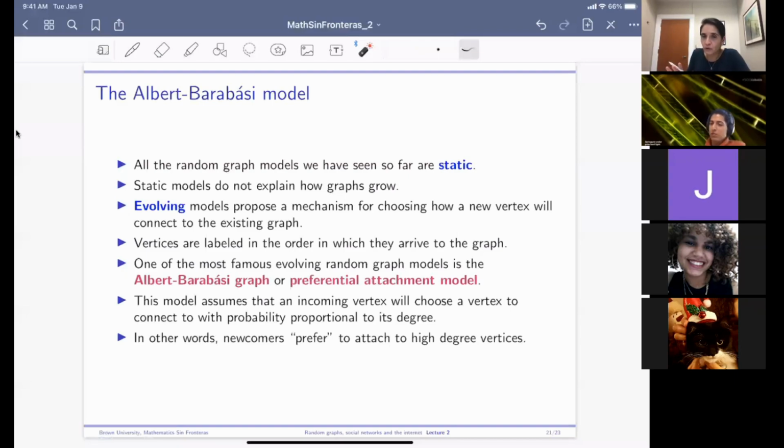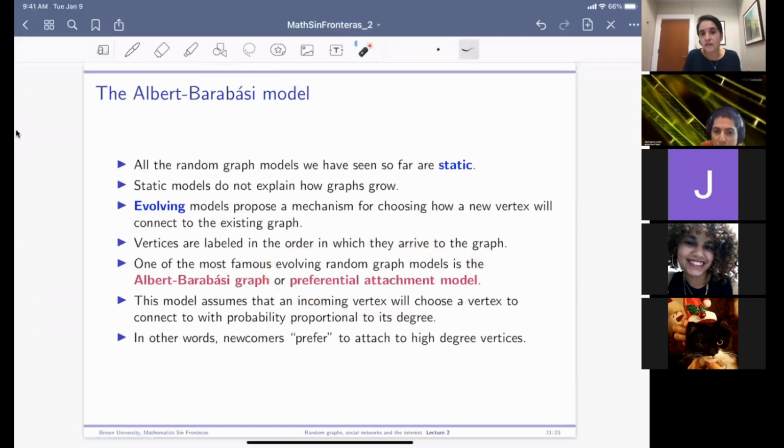Because the static models don't reflect the growth or how graphs grow, we're also interested in random graph models that focus on the dynamic process that leads to the creation of the graph. And those, as I said at the beginning of today's lecture, are called evolving models. By far, the most famous evolving random graph model out there is the Albert-Barabasi model, also known as the preferential attachment model.